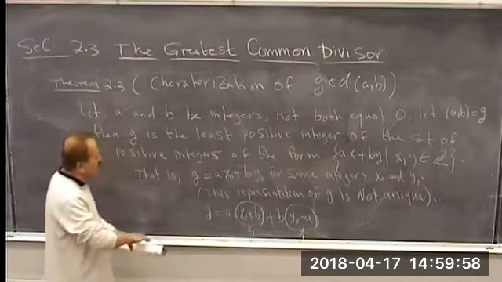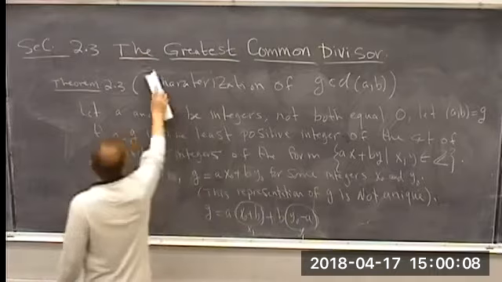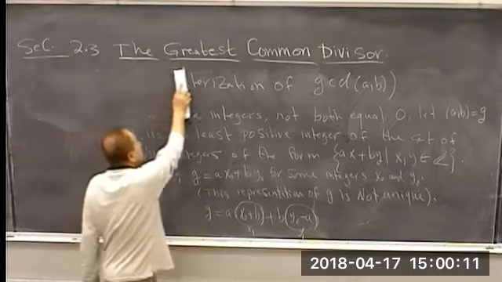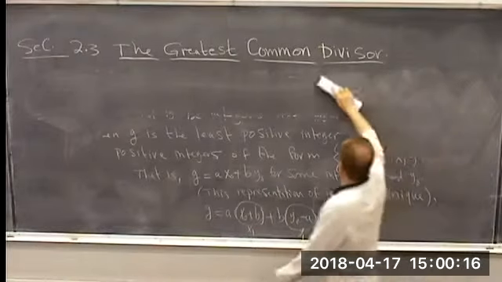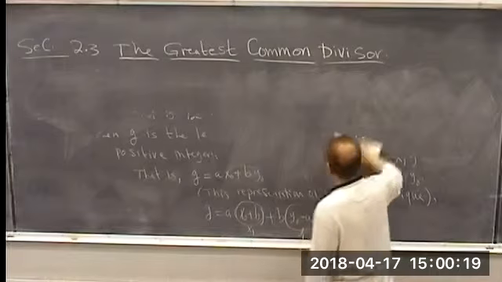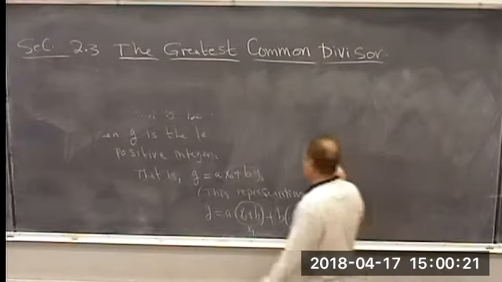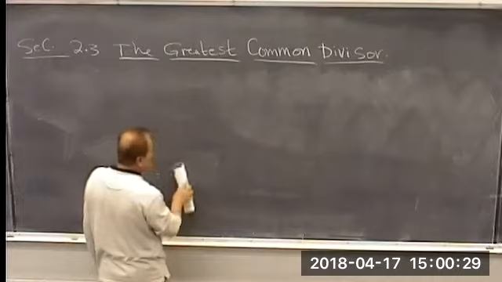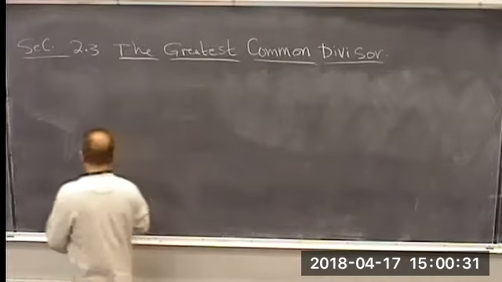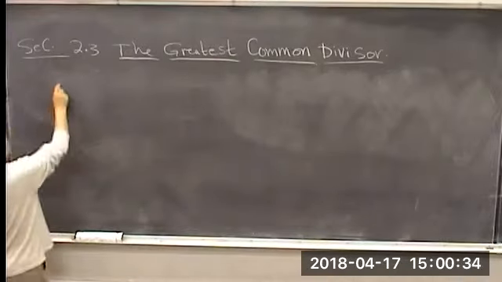All right, we're going to go ahead and prove this. And again, we're going to be using the well-ordering principle, as we did before. So I want to define a set of the integers that are combinations of A and B, and then we're going to take the subset that consists of the positive ones. Okay, here's the proof.